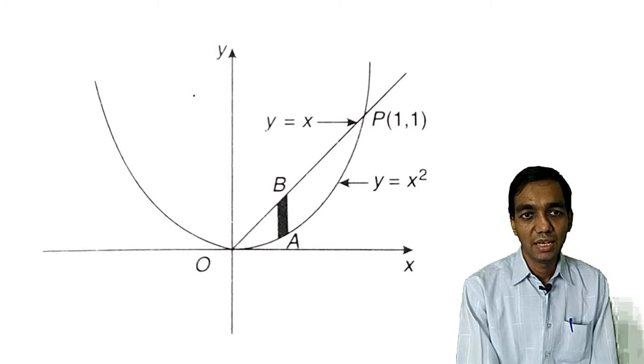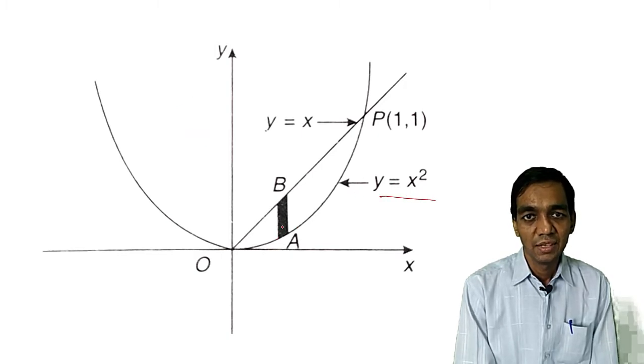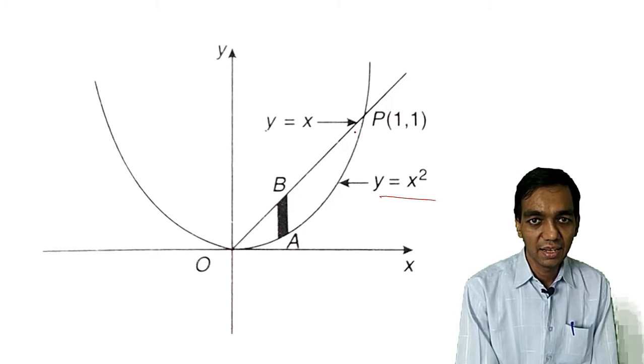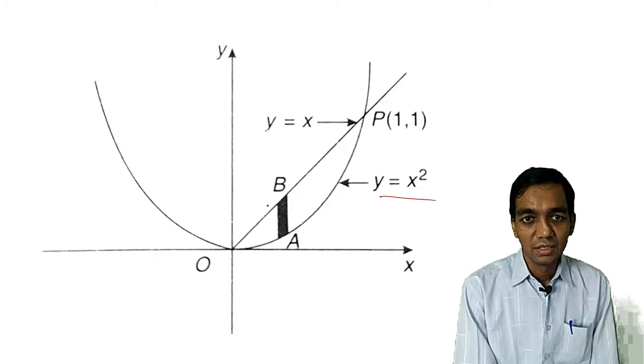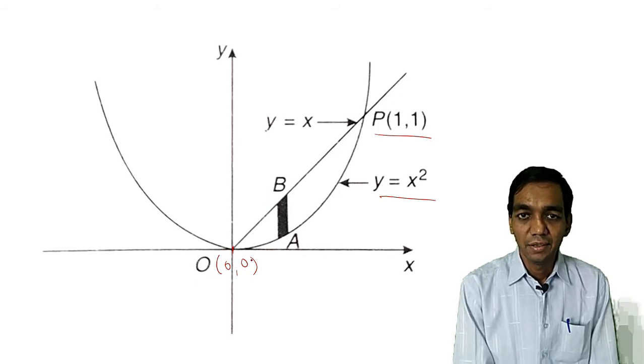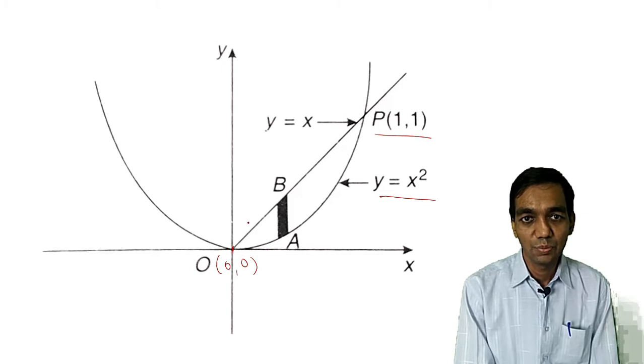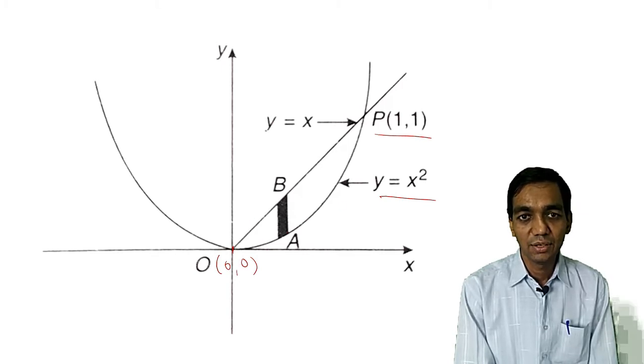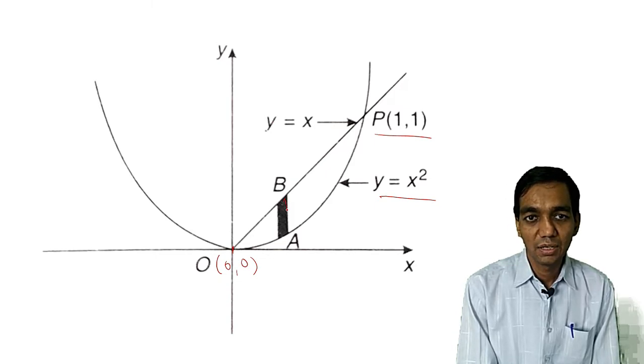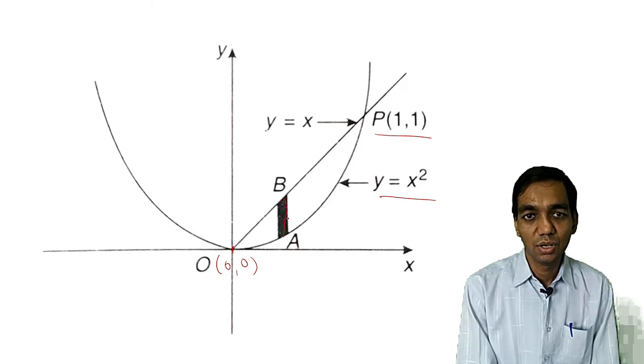y is equal to x square is a parabola along the positive y-axis, and y is equal to x is a line at 45 degrees. The intersection points we have found are this point (0, 0) and this point (1, 1). Correct? Now, either you can draw the strip parallel to y or parallel to x. Here we have taken the strip parallel to y.